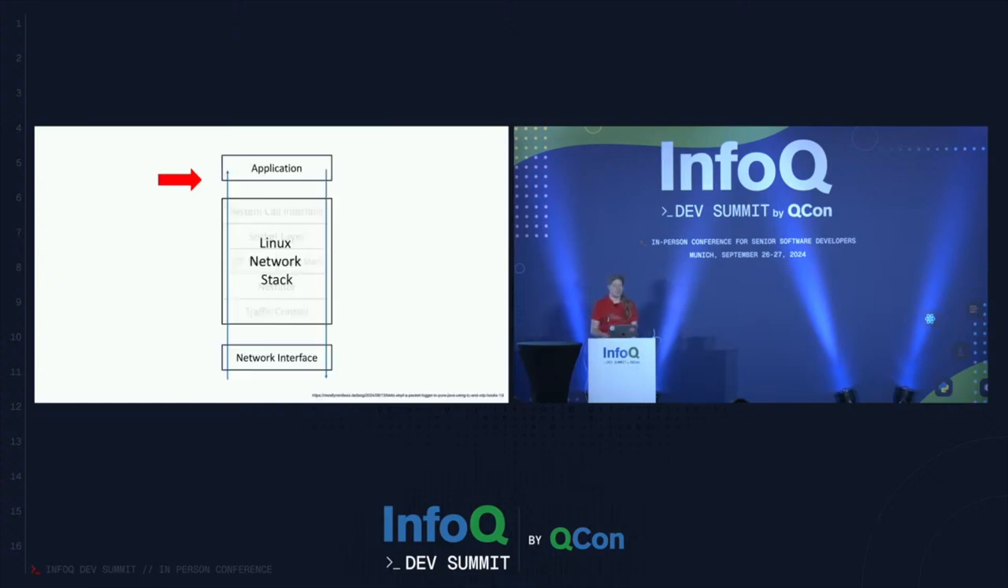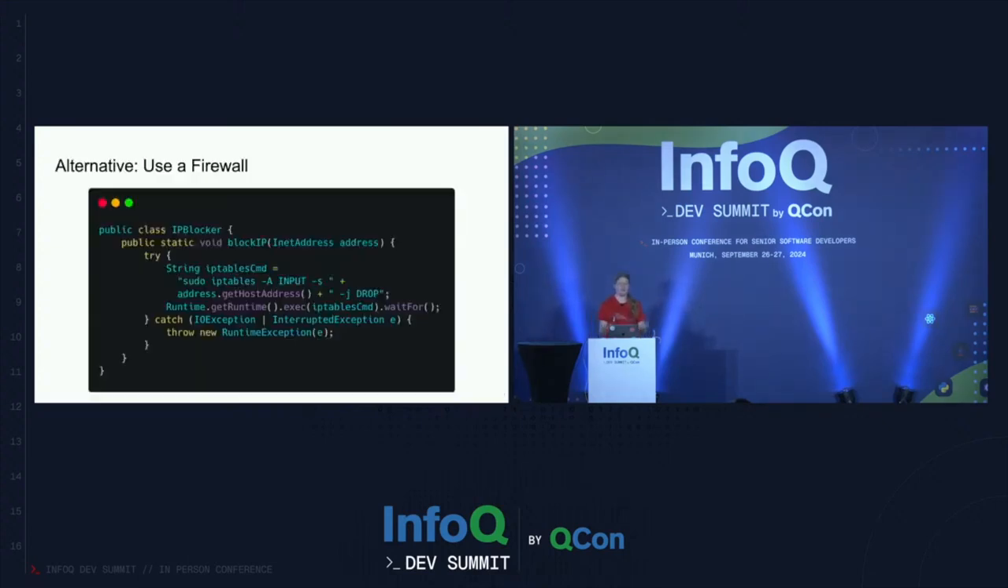So the main issue is, consider now here we have our Linux network stack. I'm looking here at Linux because, if we're honest, our web applications mostly run on Linux stacks. So you have the package that comes through the network interface, then goes through the whole Linux network stack, and then it arrives at your application. That's pretty far up. So what you could instead do is use a firewall.